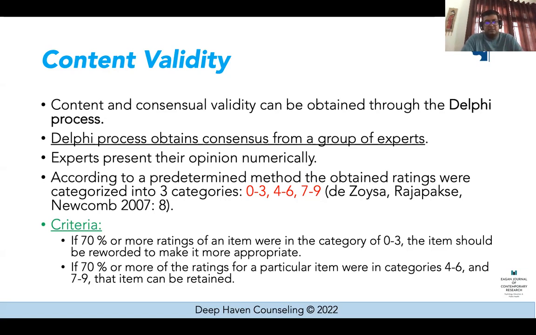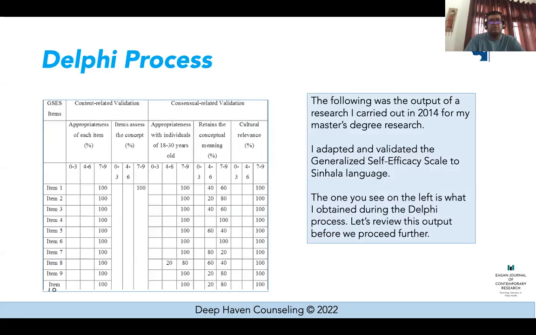For a given item, if 70% or more of the ratings of an item were in the category of 0 to 3, 70% of the ratings means if you have 10 experts, 7 of them feel their rating should come in the 0 to 3 category for a specific assessment component of an item, then the item should be reworded to make it more appropriate, which means you can't go for statistical testing because you need to correct this here. And if 70% or more of the ratings for a particular item were in categories 4 to 6 and 7 to 9, then you can retain the item.